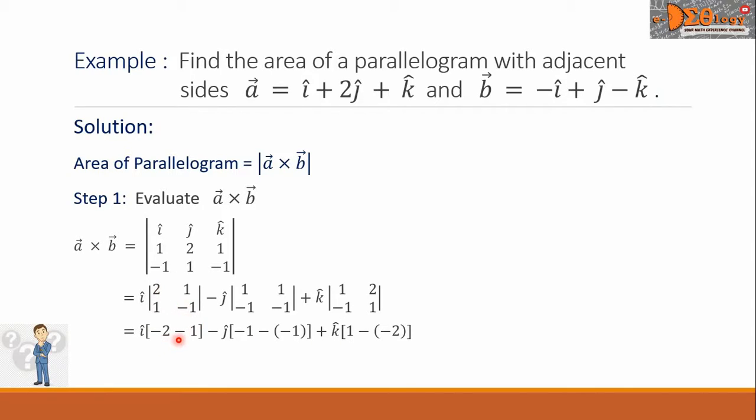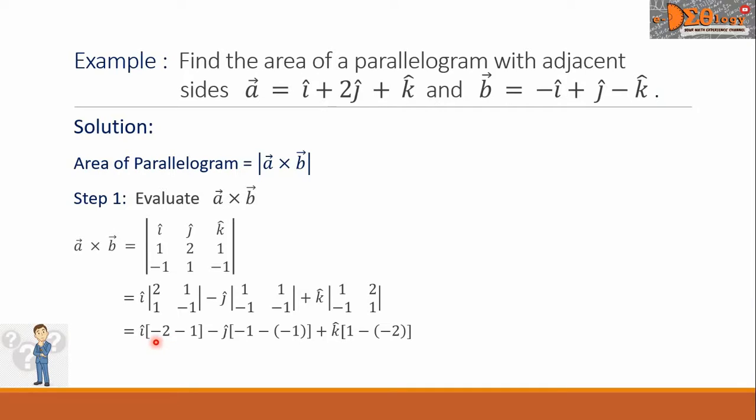Evaluating the determinants, we have component i times the quantity 2 times negative 1 is negative 2, minus 1 times 1 is 1. Then minus component j times the quantity 1 times negative 1 is negative 1, minus negative 1 times 1 is negative 1, plus component k times the quantity 1 times 1 is 1, minus negative 1 times 2 is negative 2.